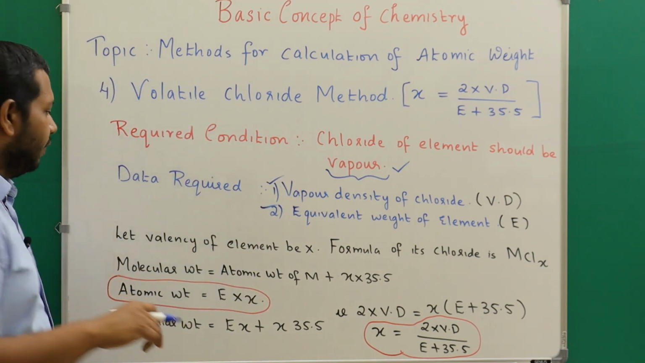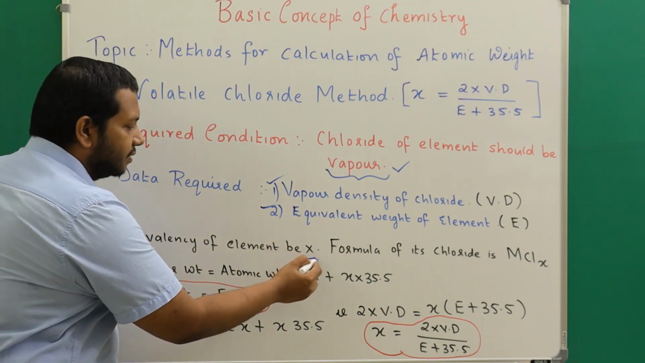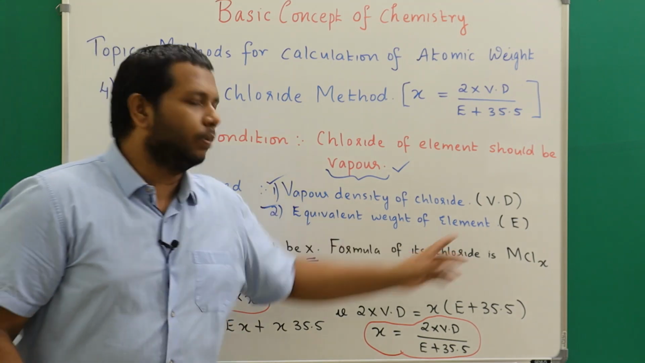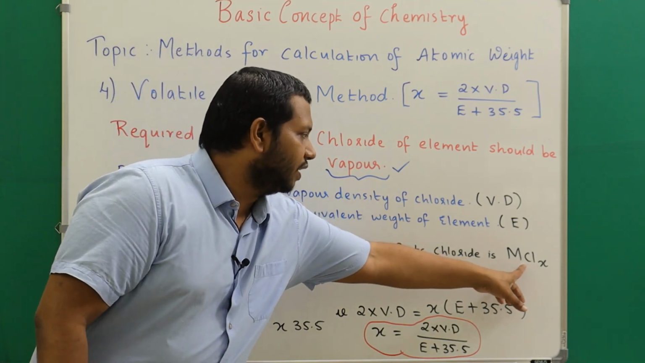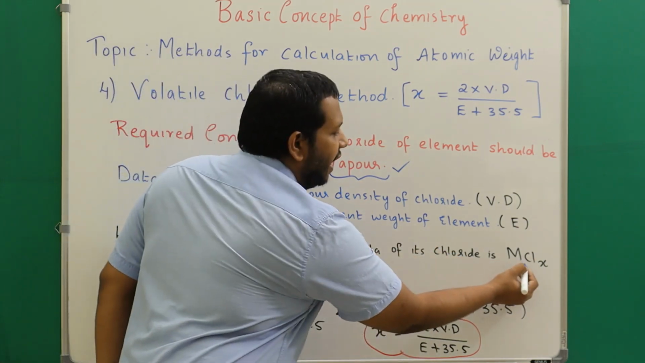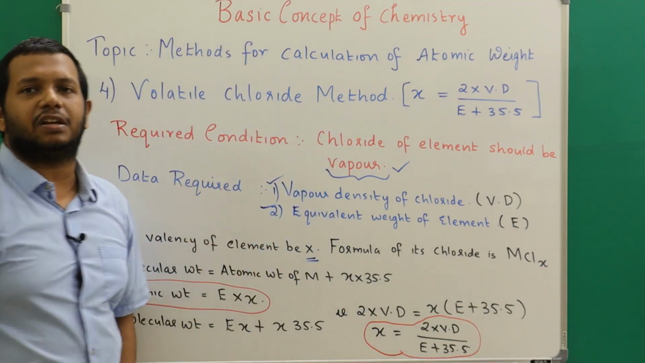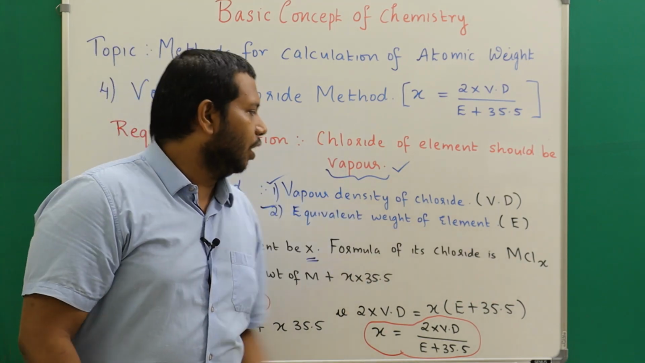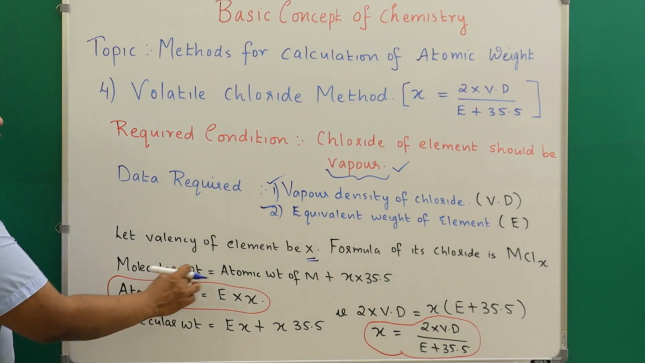Let's see. Let the valency of the element be X. If X is the valency of the element, then how can we write the formula of its chloride? We know chlorine's valency is 1, so 1 will come here, and the metal valency is X, so X is coming here. We will interchange and write, you know that. So the formula of its metal chloride is MClX.